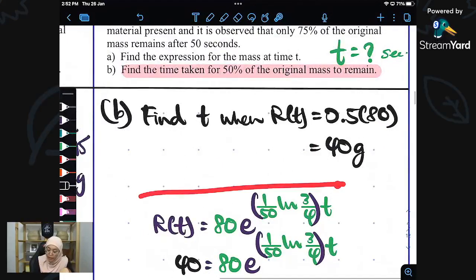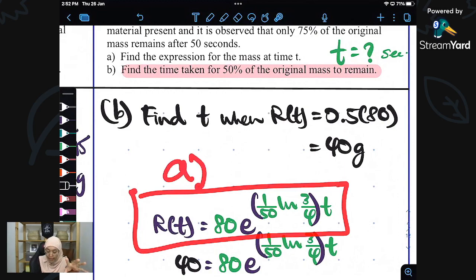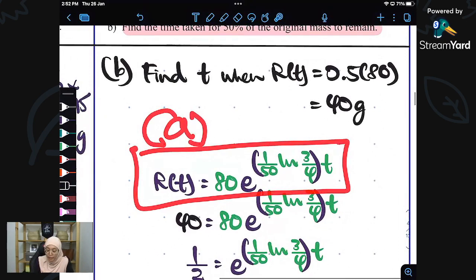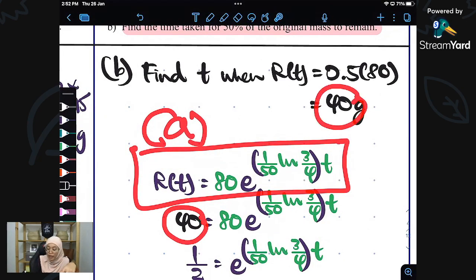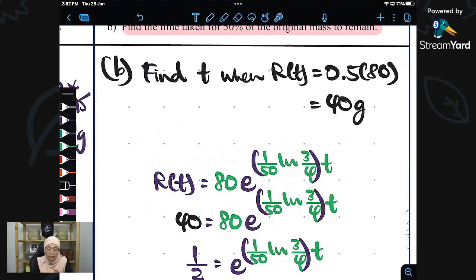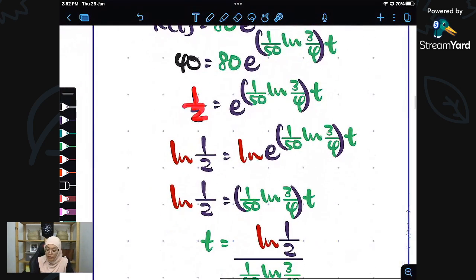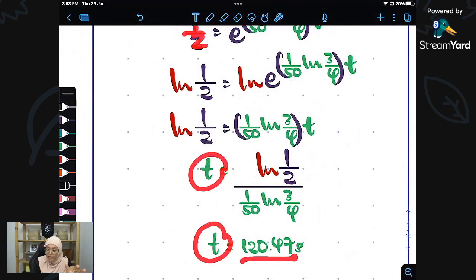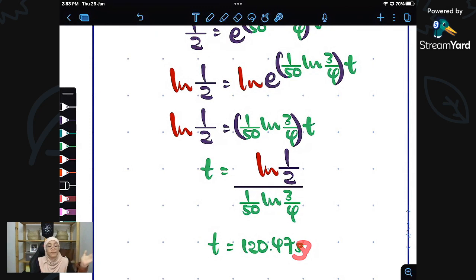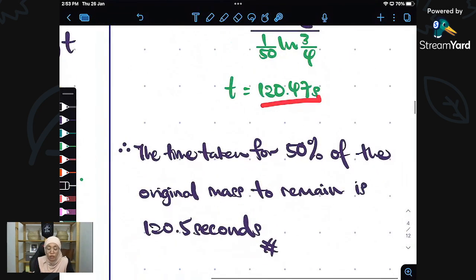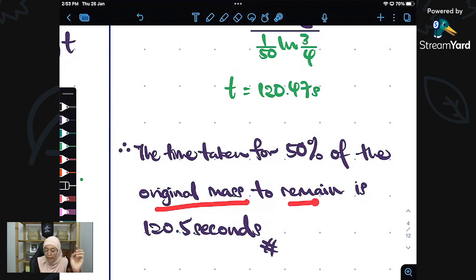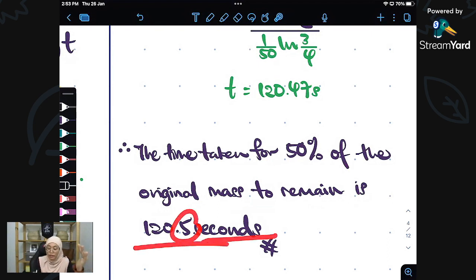So we take back the particular solution. We use the particular solutions from question A, jawapan daripada A tersebut. Kita masukkan gram kita, 40 gram. And so we can find the value of t successfully. So sangat senang saja solve this mathematically. You will get 1/2, blah, blah, blah, until you get the value of t. So t here is eventually 120.5 seconds. So you can write like this, or you make a conclusion. Please write down the conclusion saying that the time taken for the 50% of the original mass to remain is 120.5 seconds. So take whatever points you have there, 4 pun boleh, 5 pun boleh. So up to you.